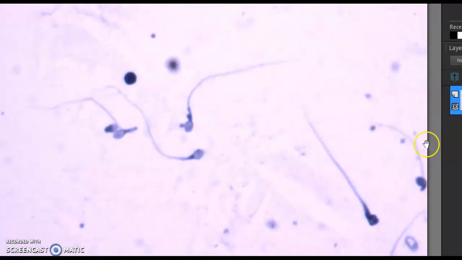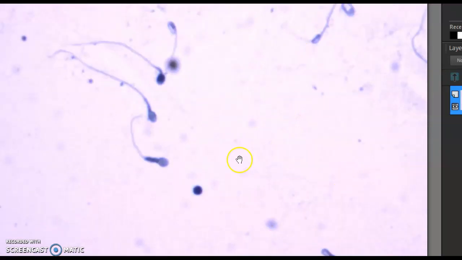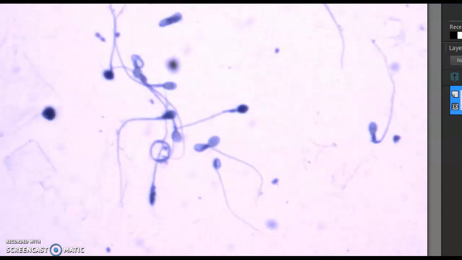Our last slide is sperm. So here's some sperm. And for the sperm, we are going to have the head. We have the mid-piece, which has the mitochondria, and the tail. It's a little short tail for that guy. So here, head, mid-piece. And you usually can't see the acrosome.